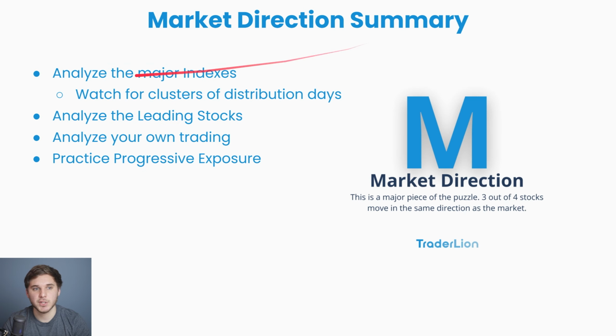So in terms of market direction, we want to analyze the major indexes, be on the lookout for reversals, clusters of distribution days, even subtle distribution days. We want to analyze the leading stocks. Are they holding up above key moving averages? Are they breaking out of sound bases? And we want to analyze our own trading and practice progressive exposure to make sure that we're properly exposed during strong market environments. But when things get a little bit more uncertain, we scale back and wait for conditions to improve. So that is market direction, definitely the most important letter of CANSLIM.